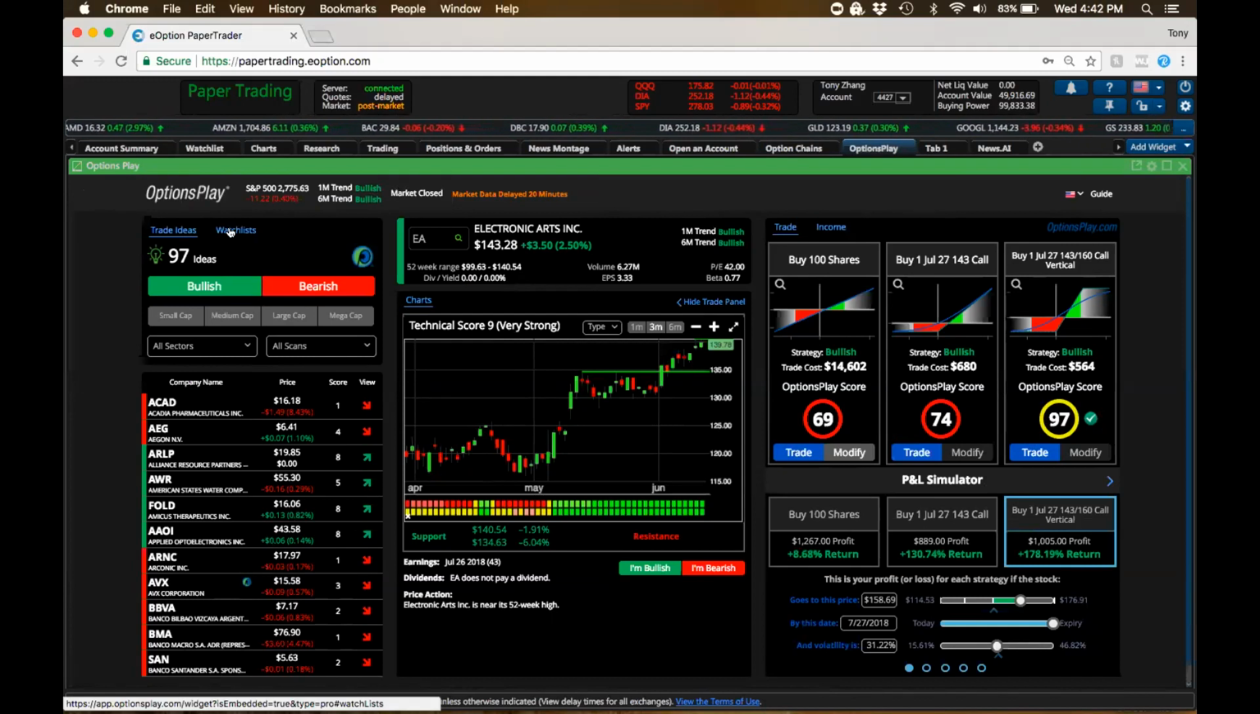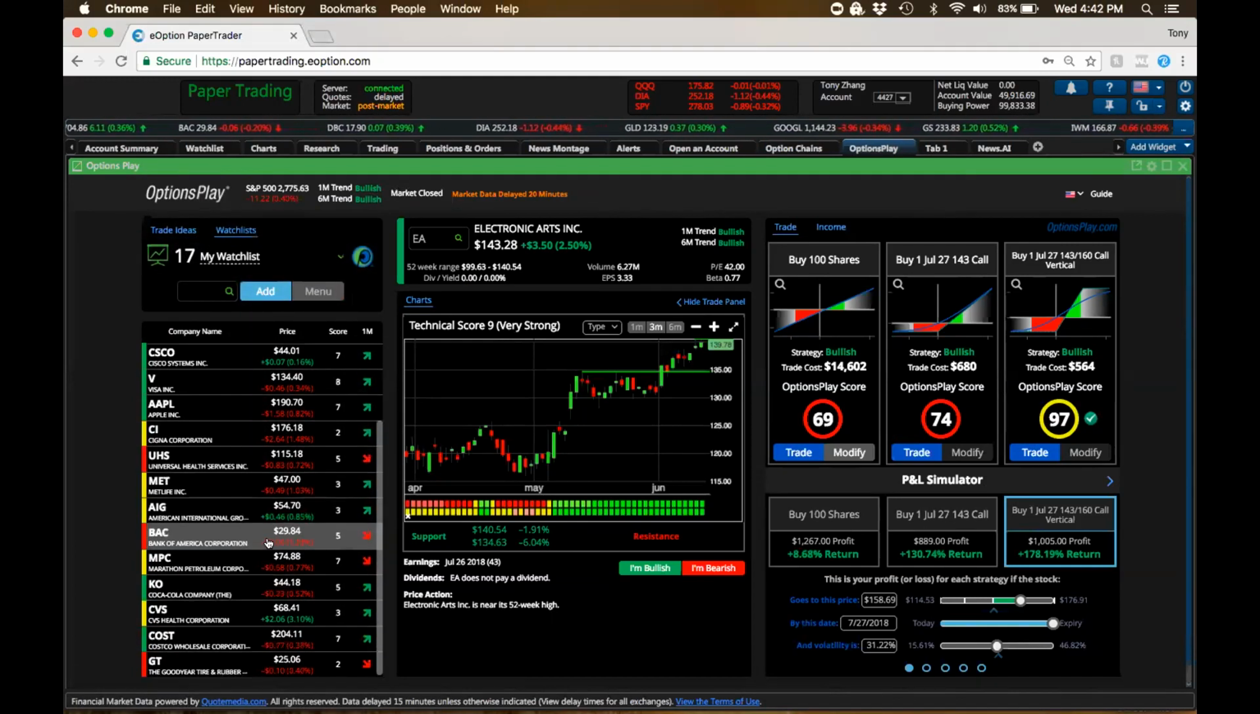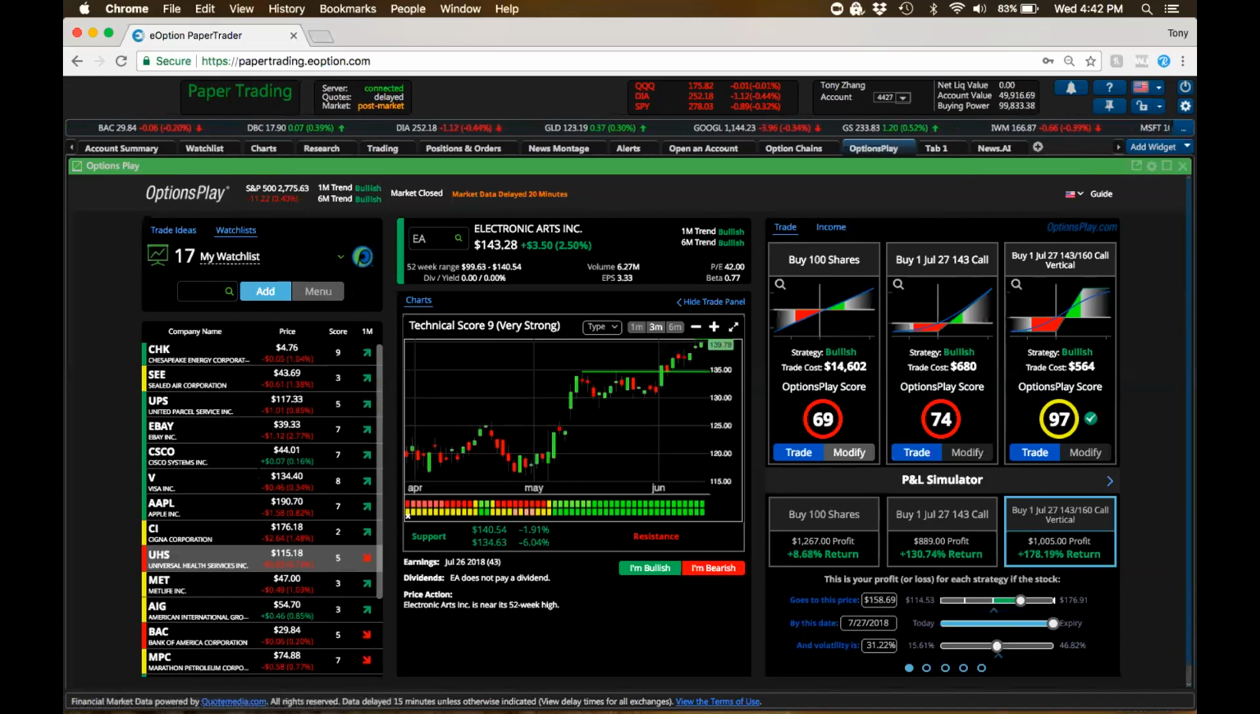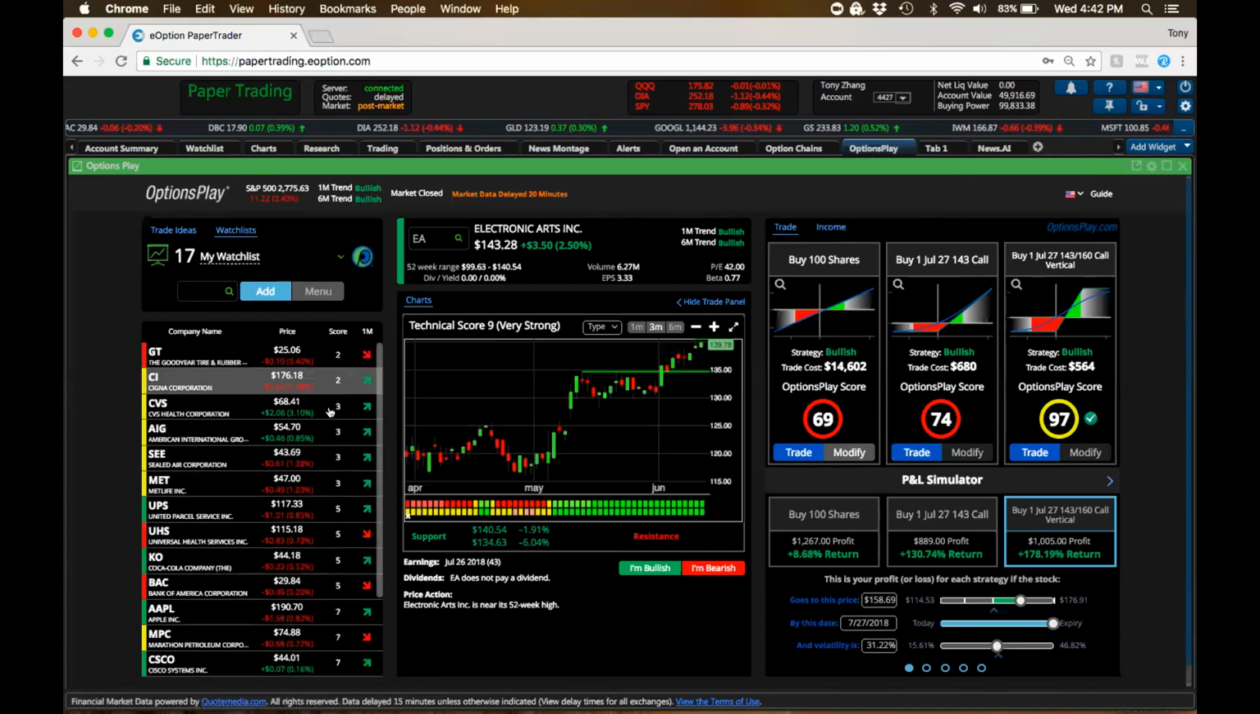So trade ideas and watch list here on the left, that's telling you what symbols to take a look at. Trade ideas are fresh symbols with bullish and bearish ideas that are scanned for you every day. Watch lists are lists that you've created on your own. You can come in here and create your own watch list. I highly recommend creating a watch list with the stocks that you own.